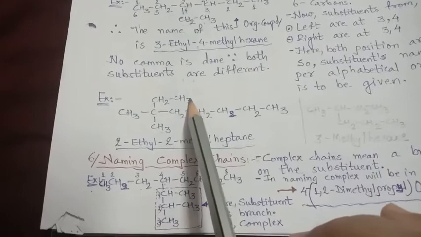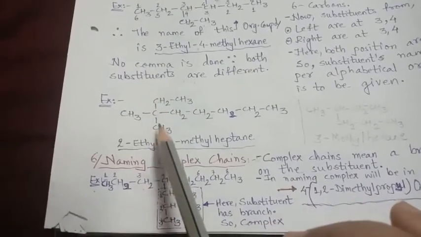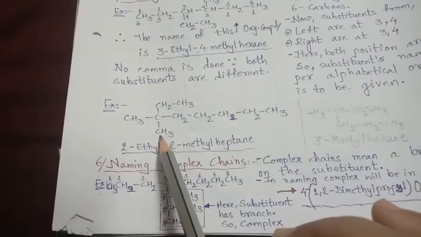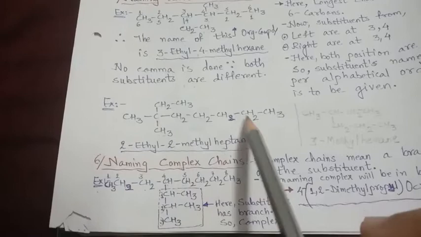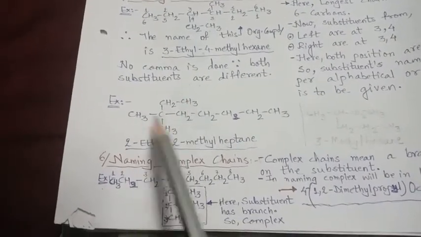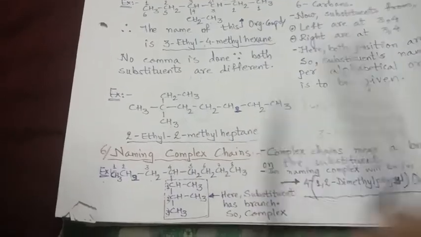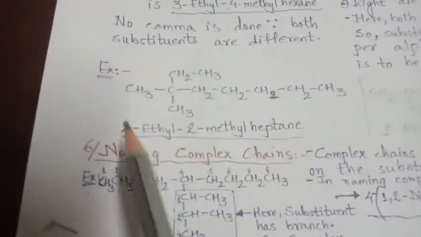If we consider from here, 1, 2, 3, then the third is an attachment, and here also there is an attachment on the third. So 1, 2, 3, 4, 5, 6, 7, 8. Now if we consider this 1, 2, 3, 4, 5, 6, 7 and accordingly give the name, then our name will be incorrect. See what happened.